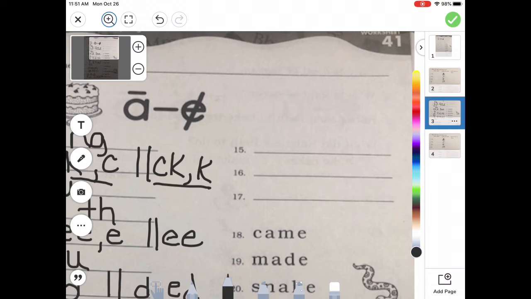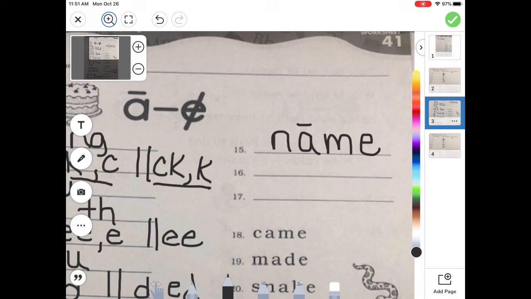All right, on number 15, we're going to write the word name. So let's try that. Name. N, very good. Now we hear A. We have that long A sound, aim. Now to make that long A sound, what do I need at the end? I've got to have a sneaky E, otherwise it says nam. All right, let's try another one.